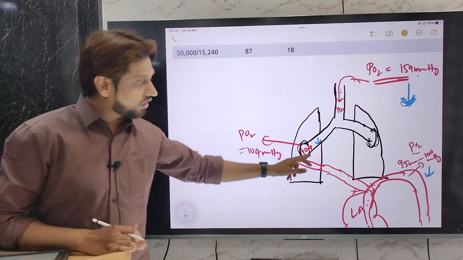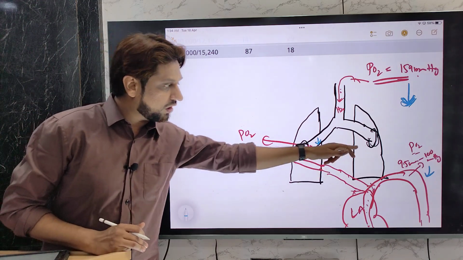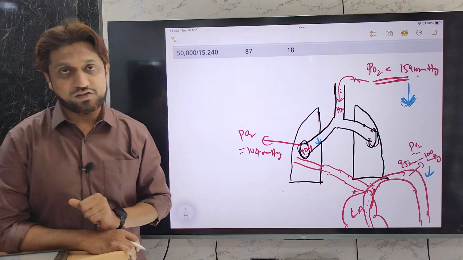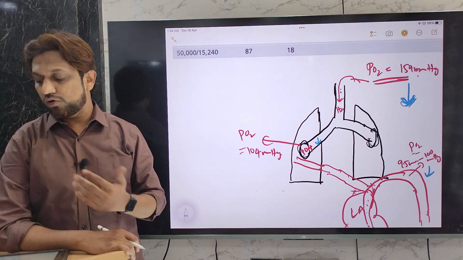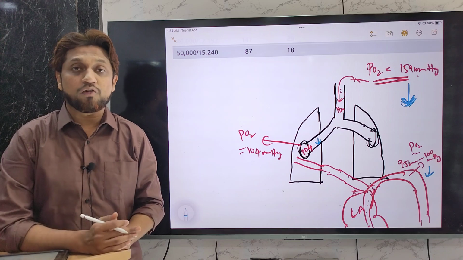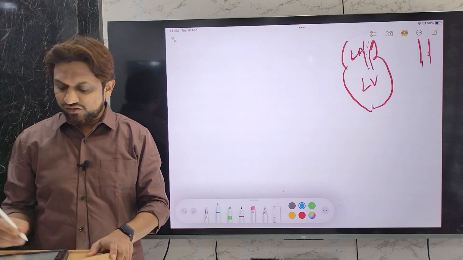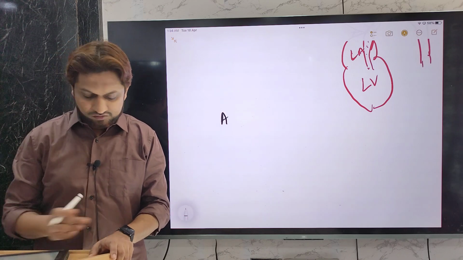So if the partial pressure or the oxygen level is reduced in our arterial blood, then it leads to certain complications. So that's what we are going to discuss: what are the complications and how our body responds to them. So we'll discuss the first topic of today's lecture, that is acclimatization.